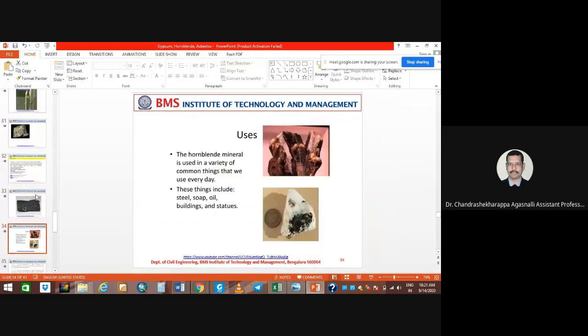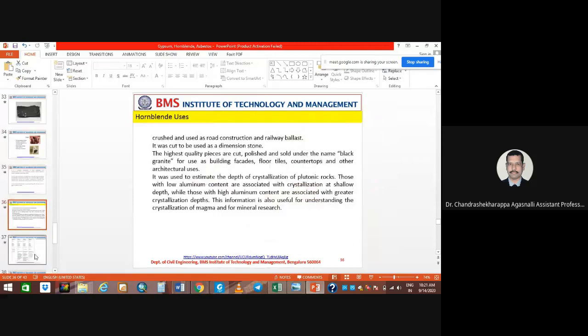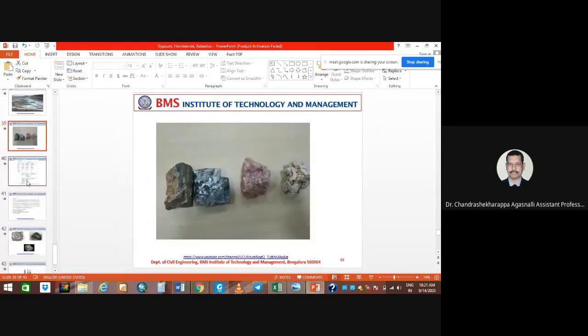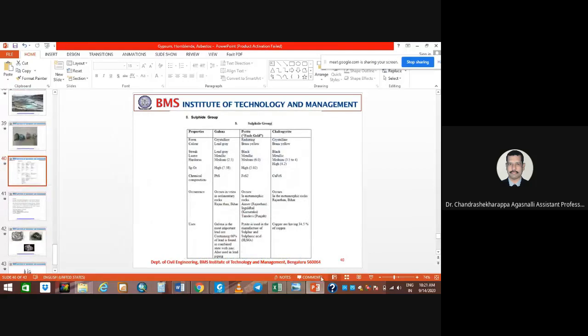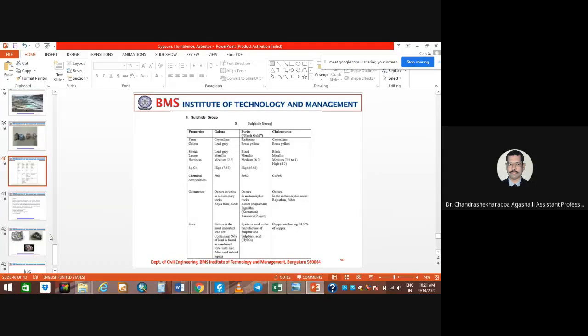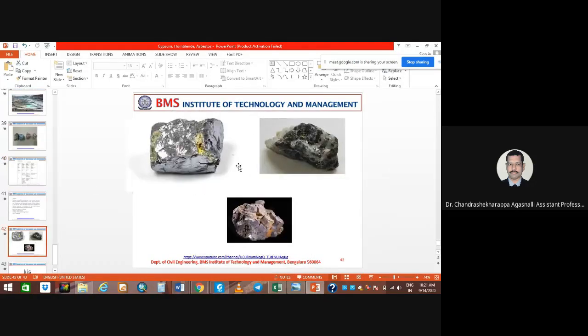Okay, this we have finished there. Limestone mines, and here is the Galena. How it looks before going for the particular uses. Here you can see this, and Galena is a lead ore.